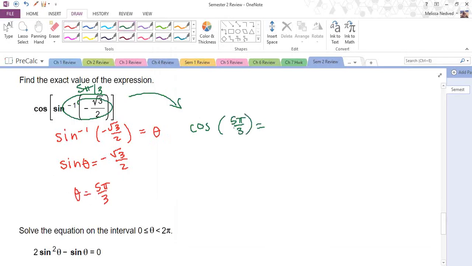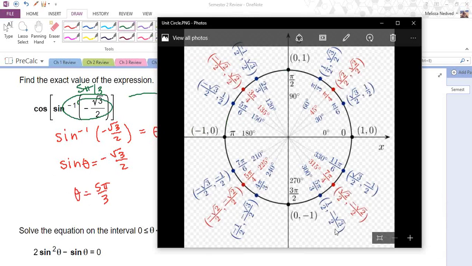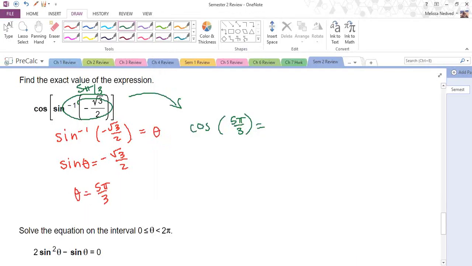We'll go right back to that unit circle. 5 pi over 3 is this location right here. Cosine is the x value, which is positive 1/2. So my final answer here is 1/2. Working from the inside out.